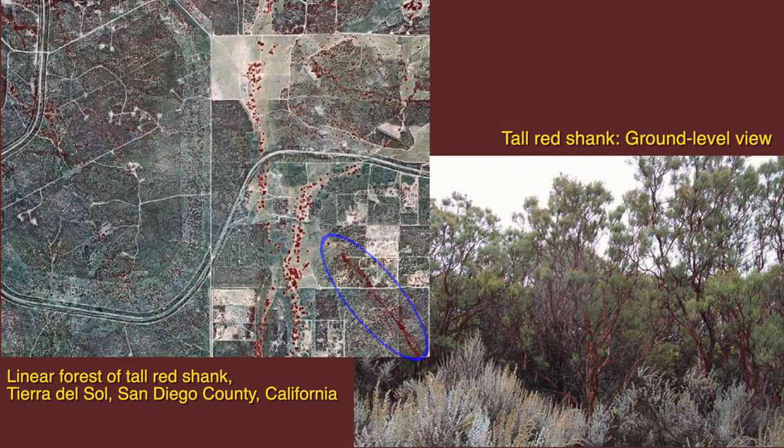In fracture rock aquifers, the influence of moisture availability on the height and density of vegetative ecosystems is confirmed by the existence of linear forests, or lineaments. This figure shows a remarkable linear forest of tall red shank, Adenostoma sparsifolium, in Tierra del Sol, San Diego County, California. This forest is fed by water exfiltrating through a linear fracture in the underlying rock.